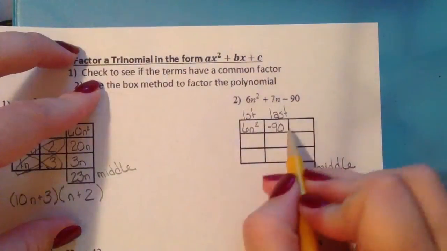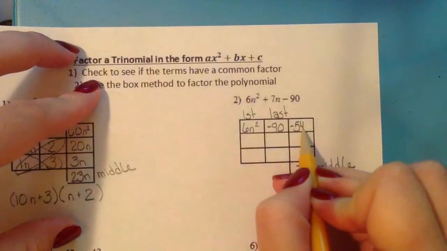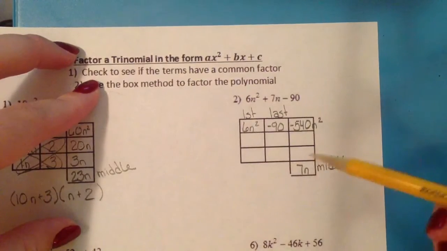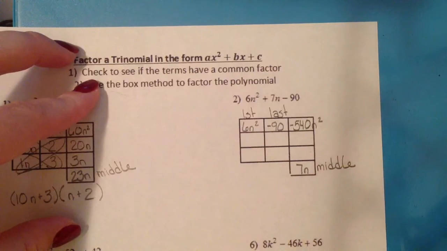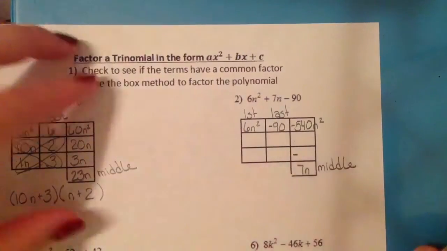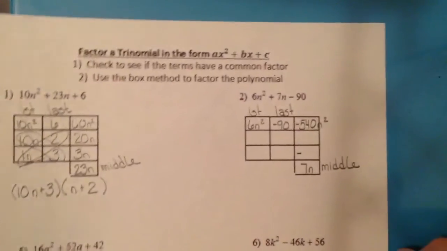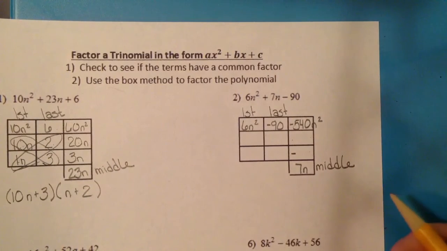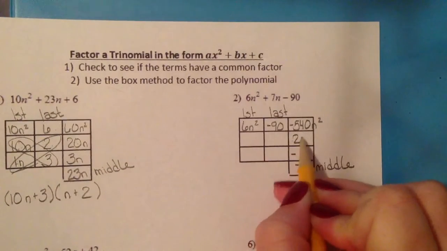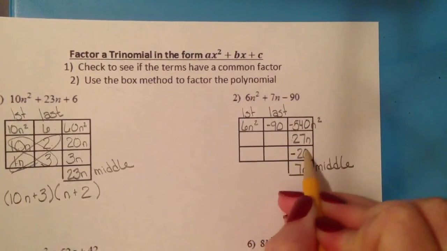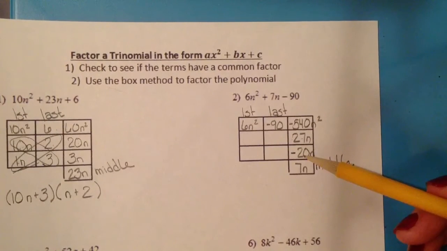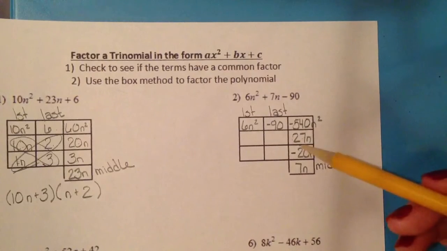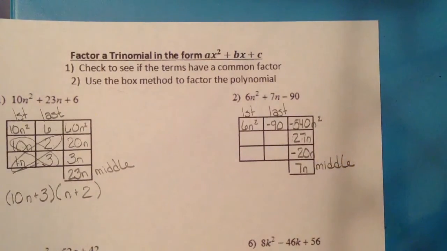6n squared times negative 90 will give me negative 540n squared. I need two numbers to multiply to give me negative 540 and add to give me a positive 7. Since they're multiplying to give me negative 540, one of them will be positive and one will be negative. Going through your factors of 540, you're going to have to play with quite a few numbers here. Eventually you'll find you'll get 27n and negative 20n. Positive 27 times negative 20 gives me negative 540, and positive 27 minus 20 gives me that 7n.